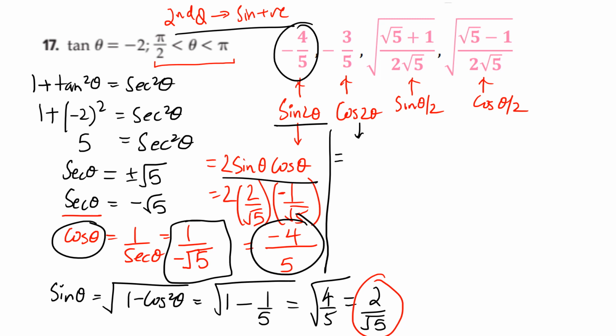So for this, we take the difference. So I will do cos square theta minus sine square theta. Cos square means this square. So it will be 16 over 25. Sine square means this square. So it will be 4 over 5.